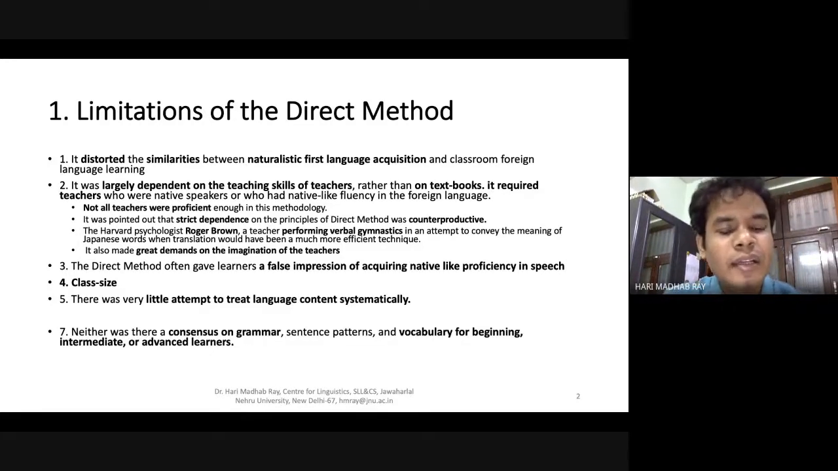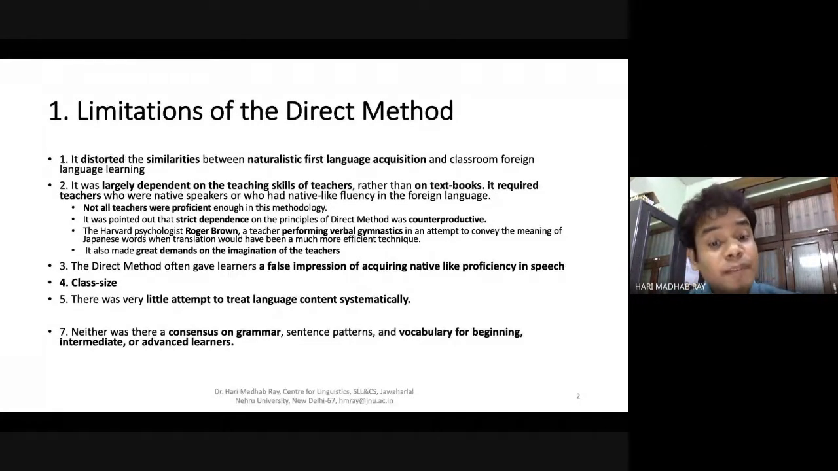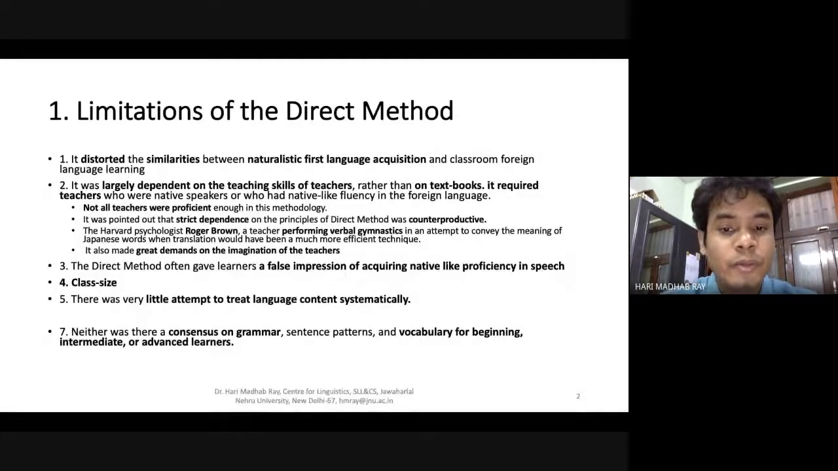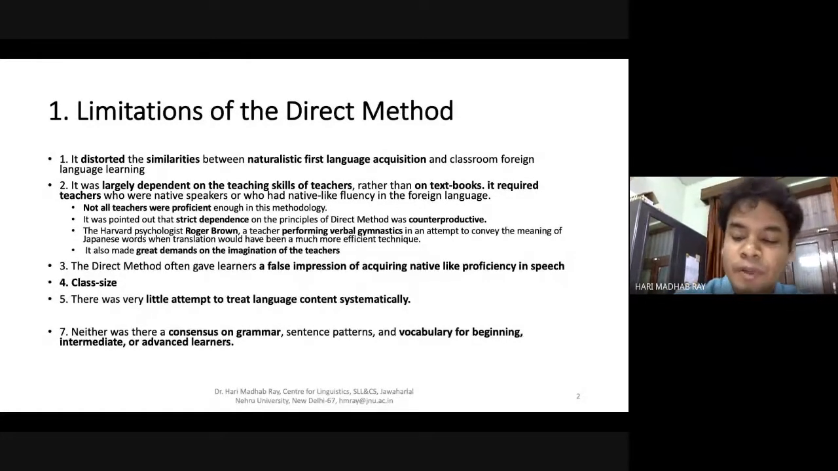You see, neither was there a consensus on grammar, sentence pattern, and vocabulary for beginning, intermediate, and advanced learners. So another drawback is that you do not make a distinction between, let's say, the beginner, intermediate, or advanced learners. Whoever is coming, whichever the level, all of them are clubbed together in the same class. So this is also one of the drawbacks of this method.